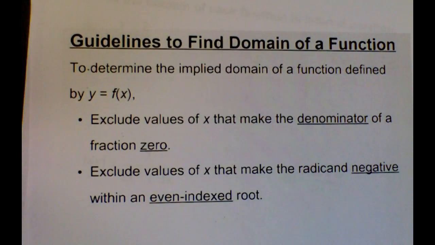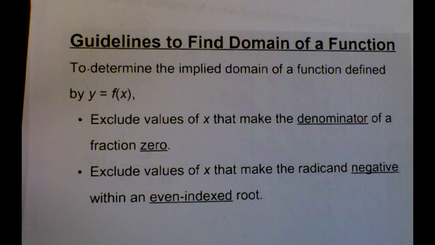All right, now we're going to talk about domain. So to find the domain of a function, generally we're going to find the implied domain. Implied domain means that there are restrictions that it doesn't come right out and tell you, but we have to be smart enough to figure out that these restrictions exist. There are two cases to look for. First, we have to exclude values of x that make the denominator of a fraction 0. You can't divide by 0, the world will explode.